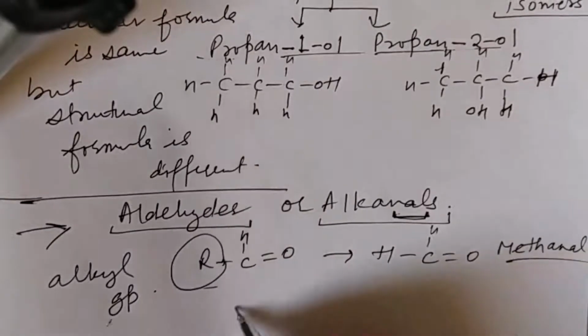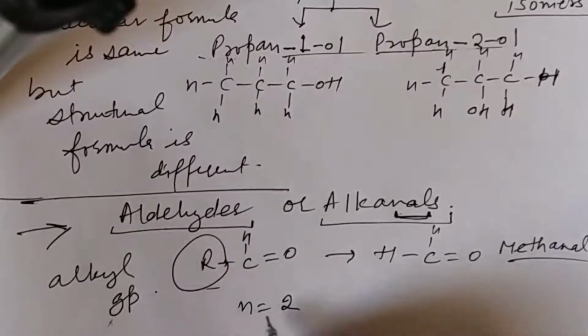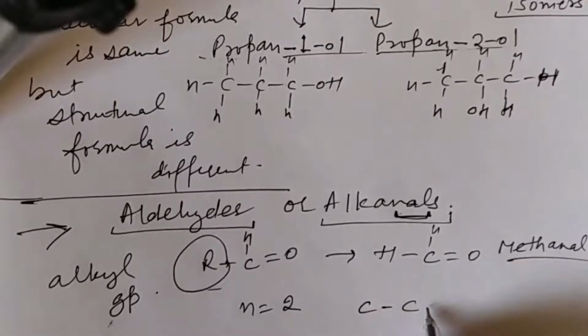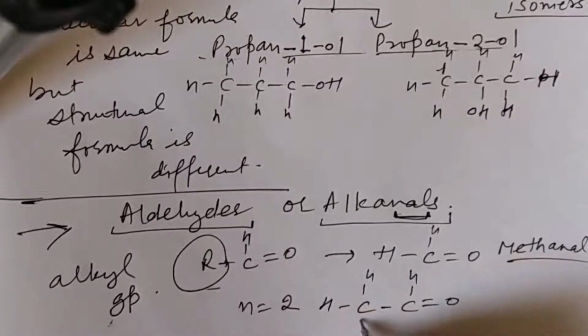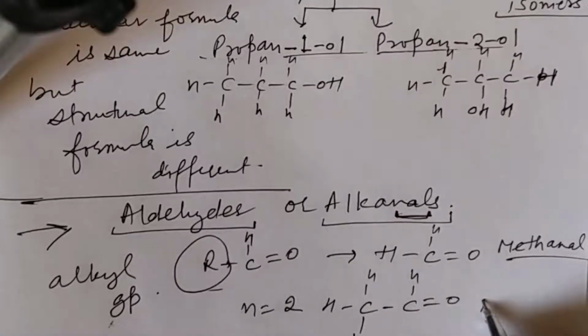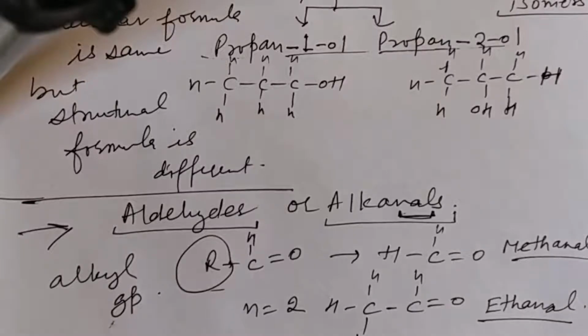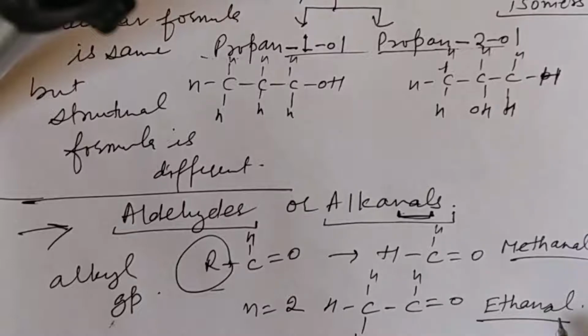Put the value n equal to 2. In this family, if you put n equal to 2, it means you have to take a chain of two carbon atoms in which one is itself CHO and the other is an alkyl group, that is, a methyl group. So it will be a two carbon atom chain carrying the CHO group, and this will be named ethanal. It is derived from ethane, and since the aldehyde functional group is there, it will end with al.